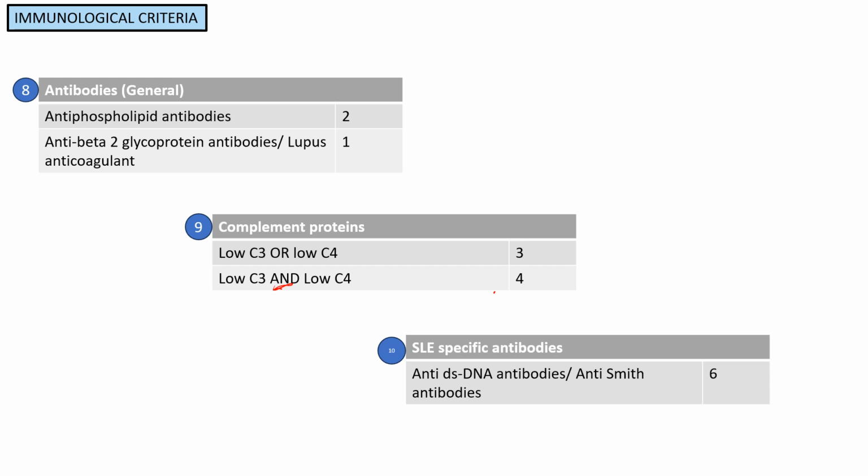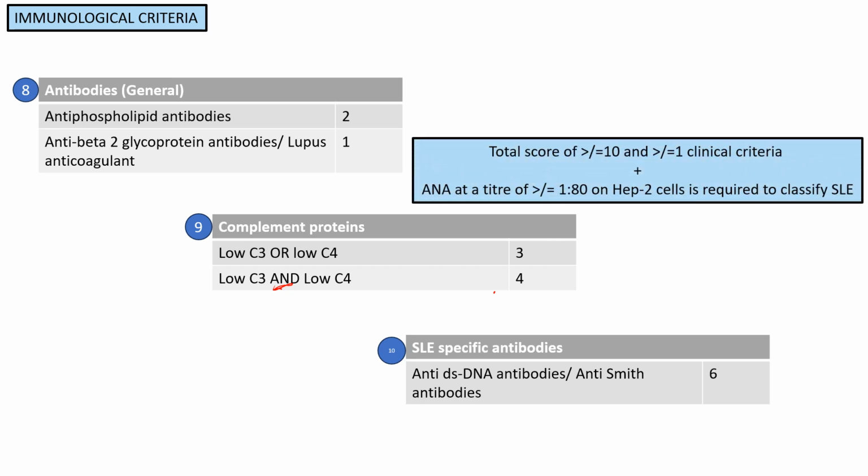So the diagnosis of SLE can be confirmed once again if the total score is more than or equal to 10 with at least one clinical criterion and ANA at a titer of more than or equal to 1:80 on Hep2 cells to classify the patient as SLE. This is the entry criterion, which is the first criterion which should be fulfilled before labeling, diagnosing, or investigating the person further for SLE.